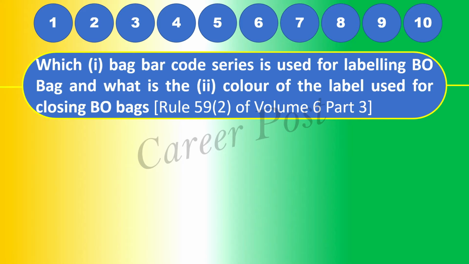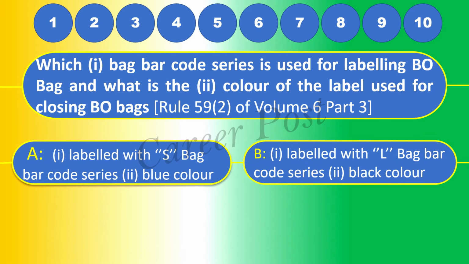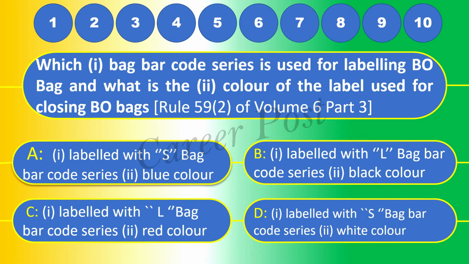Which bag barcode series is used for labeling BO bag? That means what is the barcode series and what is the color of the label used for closing BO bags? Rule 59.2 of Volume 6 Part 3. A. Labeled with S bag barcode series with a blue color. B. Labeled with L bag barcode series black color. C. Labeled with L bag barcode series with a red color. D. Labeled with S bag barcode series with a white color. Your time starts now. These are all important questions actually.